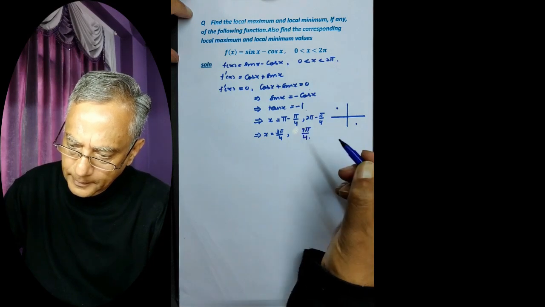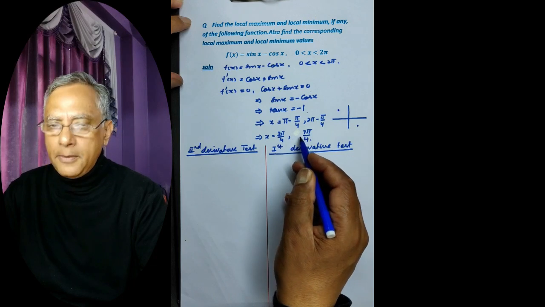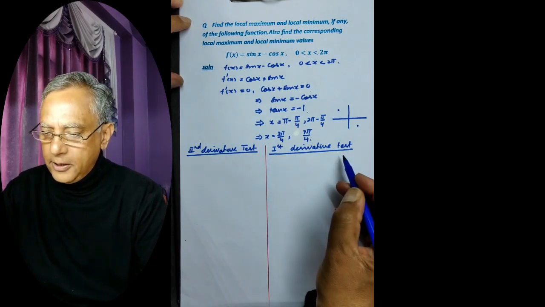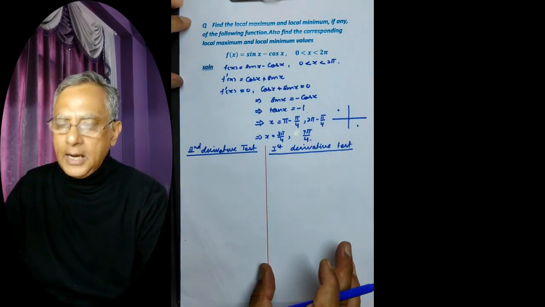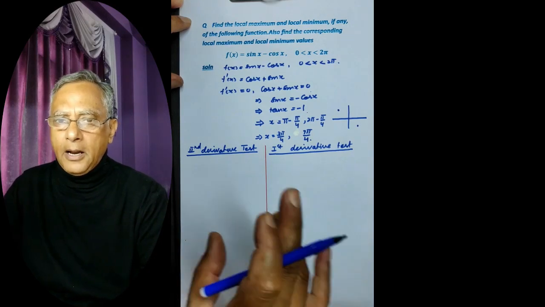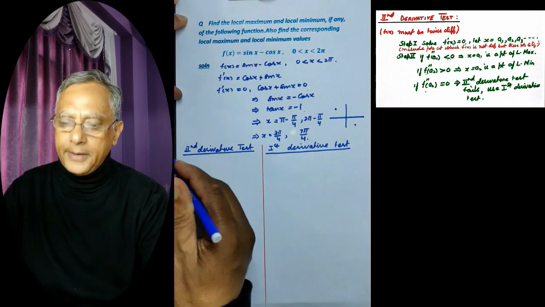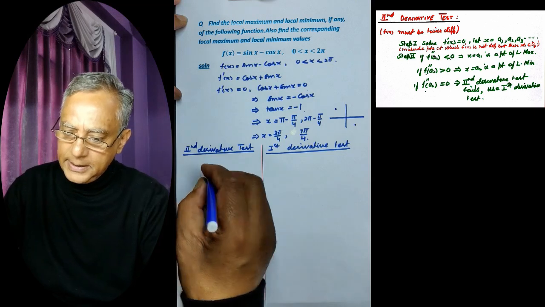Now I will find the points of local maximum and local minimum using, first I will use the second derivative test and then I will use first derivative test to give you a clear understanding of both the tests. But in practical problems, you will either use second derivative test or first derivative test. So I will first attempt this problem using second derivative test.